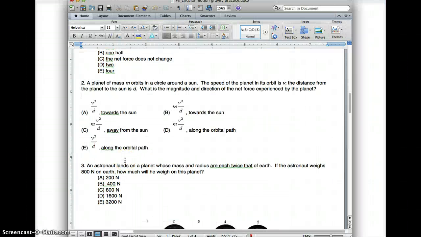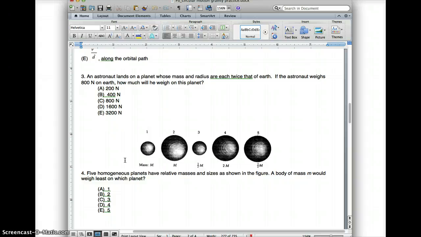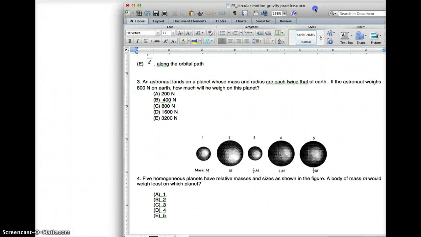Moving on to number 4 on your packet. An astronaut lands on a planet whose mass and radius are each twice that of Earth. If the astronaut weighs 800 newtons on Earth, how much will he weigh on this planet? Well, this is a problem where we have to consider Newton's law of gravitation.